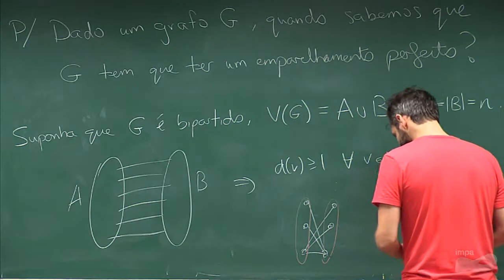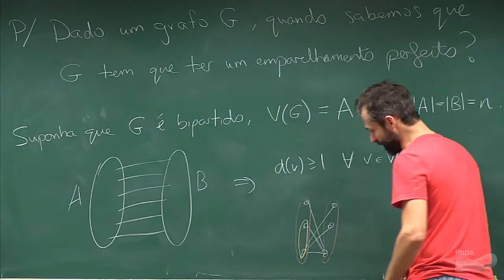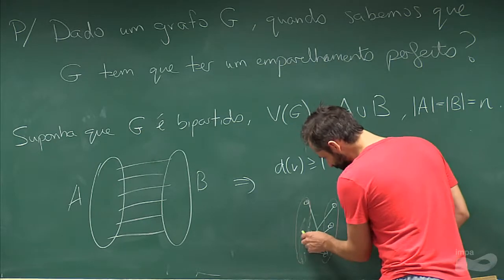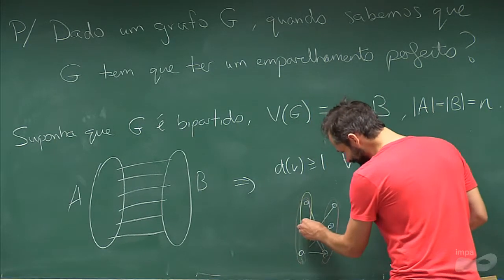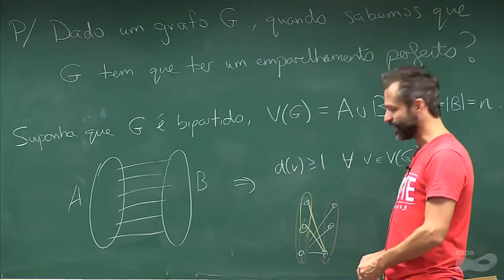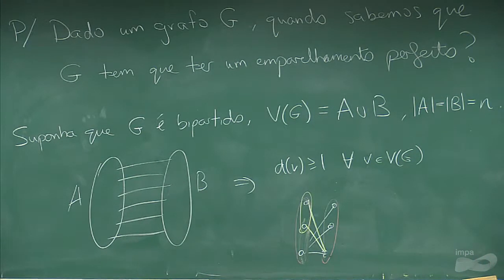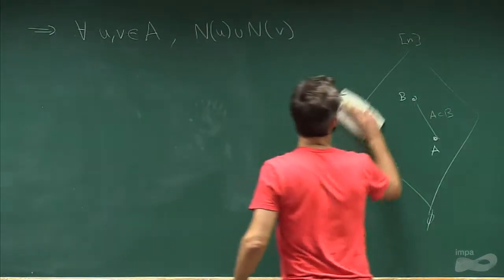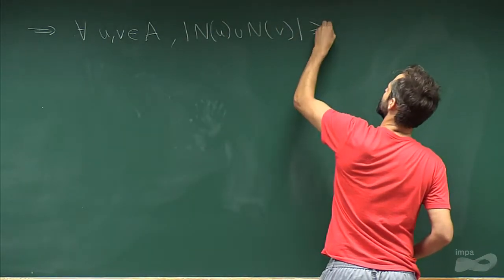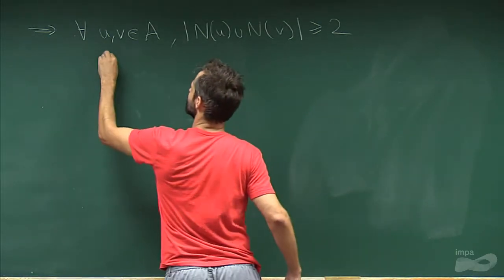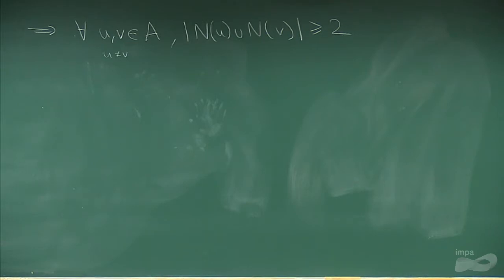Here are 2 vertices on the left. They both have a neighbor, but it's the same neighbor. And this vertex can't have an edge to both of them in the matching. So another condition that we have is that for all u and v in A, u not equal to v, the size of the neighborhood of u union the neighborhood of v is at least 2. If u and v have only one neighbor, and it's the same one, then you're not going to find a matching.